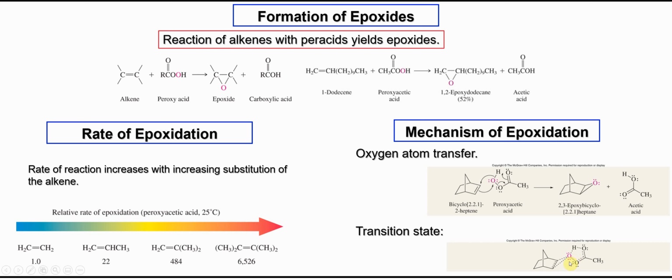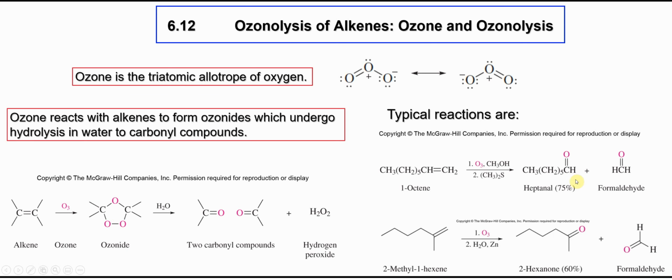The carbon-oxygen bond will be formed. The oxygen-oxygen bond will break up. The oxygen-hydrogen bond will break up. The oxygen-carbon bond will be formed. That's why you form your epoxy compounds. If you have bicyclic compounds, you are going to form similar bicyclic epoxy compounds.